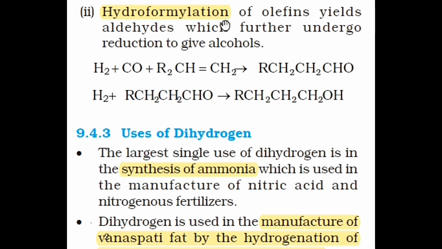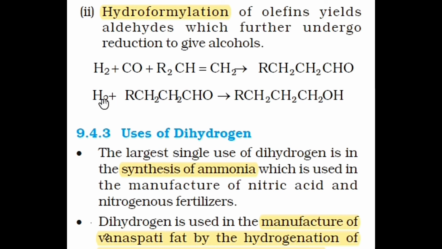Hydroformylation of olefins yields aldehydes which further undergo reduction to give alcohols. This is also an important reaction for water gas or syngas or synthesis gas, and this is one of the applications of the syngas to produce organic compounds. So H2 plus CO gets added to an alkene, R2CH double bond CH2. Now here H2CO could be considered as formaldehyde HCHO that could break down as H and CHO group. Now that gets added across the double bond. So here the H gets added to the carbon having less H and CHO gets added to the carbon having more H. So the product would be a straight chain aldehyde, that is RCH2CH2CHO.